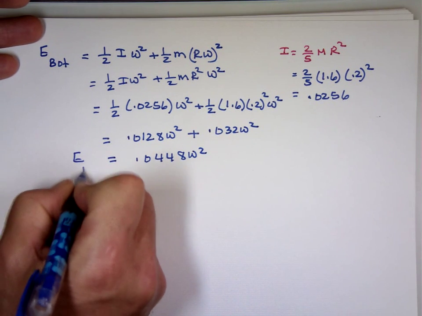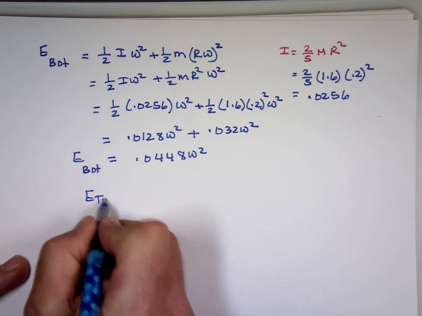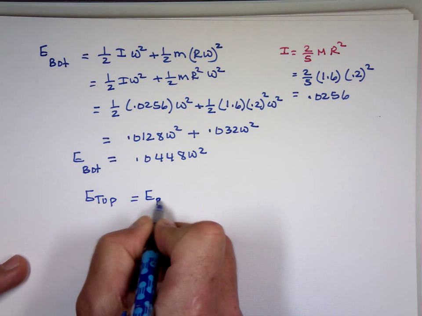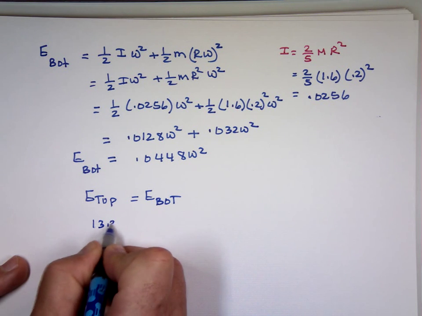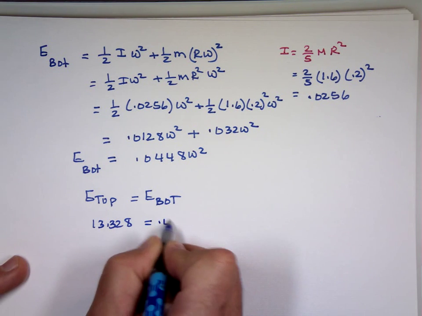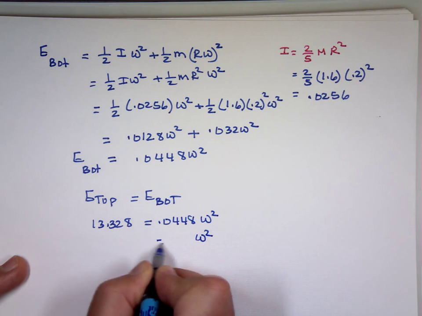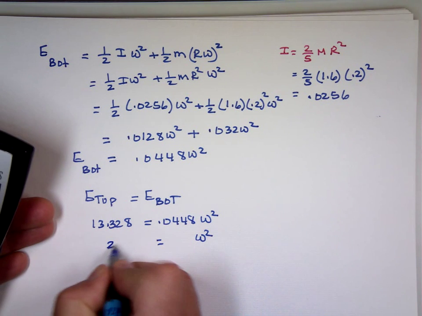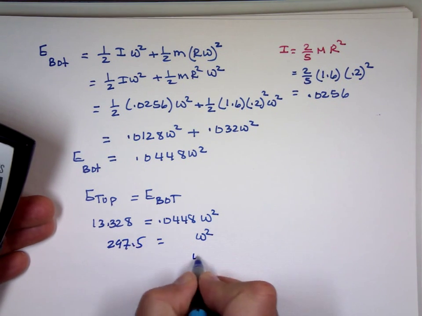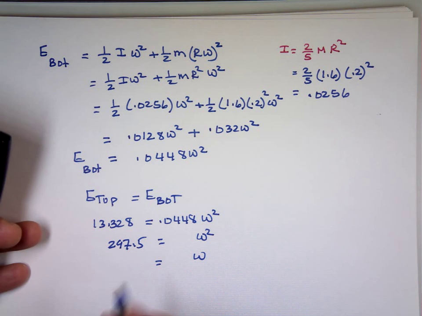And we know we have conservation of energy. The top equals the bottom. At the top, we said it was what? 13.328. The bottom, 0.0448 W squared. Can we get what W squared equals to? This is 297.5, which means W is going to be, take the square root of that number, 17.25 or 17.2.